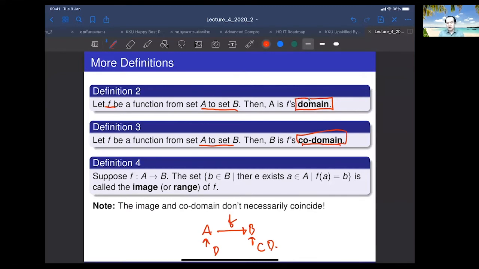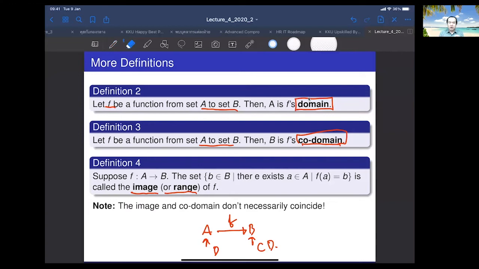Now, there's a different word that is also related to the codomain. It's called image. Sometimes people call it range. Image means, imagine you're standing in front of a mirror, and when you look into the mirror, you see your image. Imagine a mirror as a function. It links you, the actual person, to the image in the mirror.